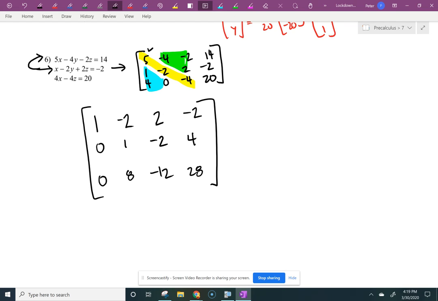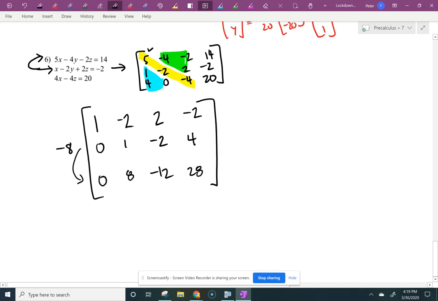Now, I want to get a 0 where the 8 is. So I got the 2 1s on the diagonal. That's so good. I can take care of that third one once I get this to become a 0. All right, so what am I going to do? I'm going to multiply this by -8, and I'm going to add it to the next row.